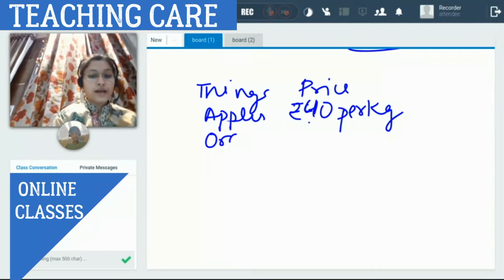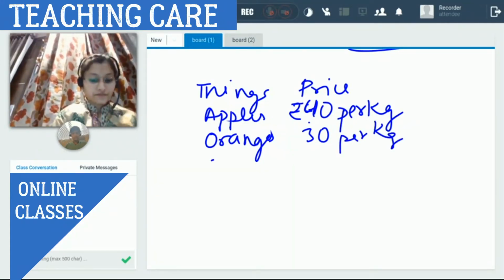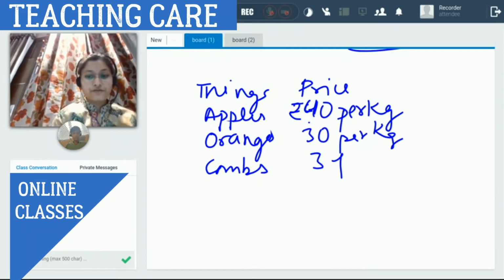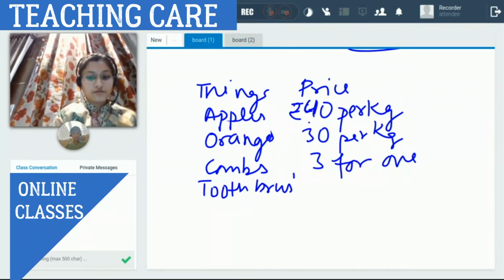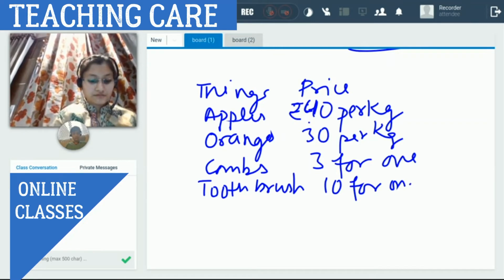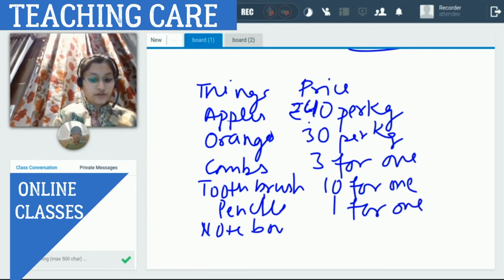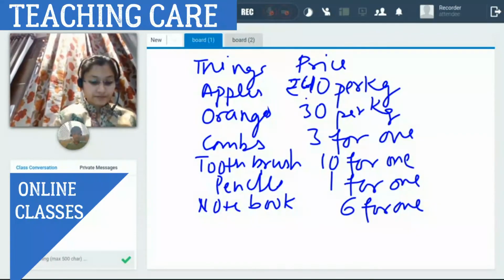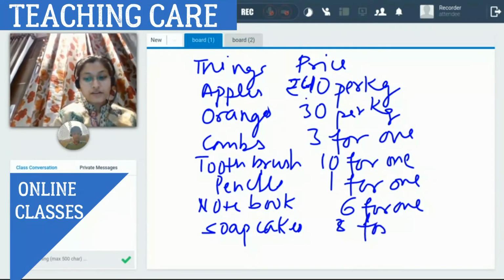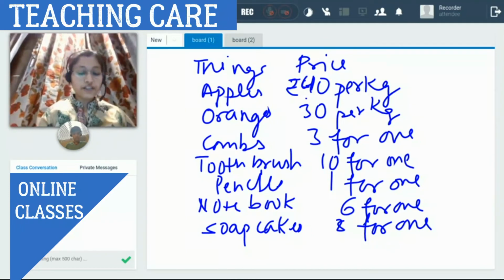So apples are 40 per kg, oranges 30 per kg, combs 3 for 1, toothbrush 10 for 1, pencils 1 for 1, notebook 6 for 1, and the last item is soap cakes, 8 for 1. Some items are there and their price is given to you on the right hand side.